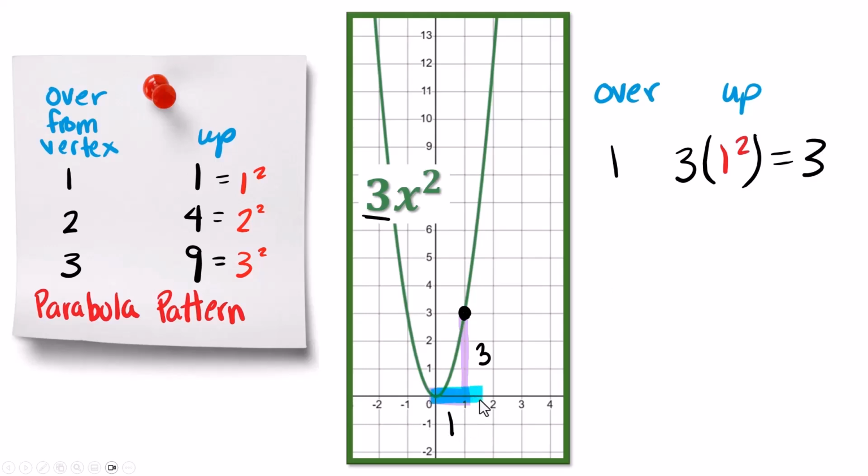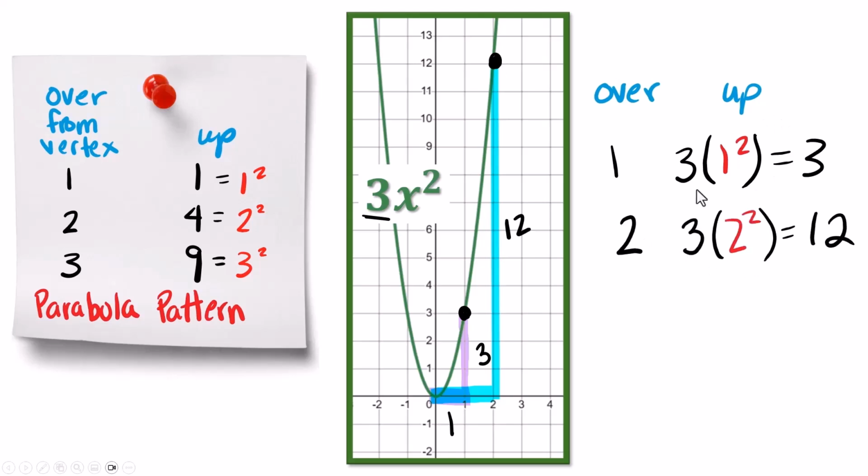Let's see if this still works. 2, I have to go all the way up to the 12. So if I go over 2, 3 times 2 squared, that's 3 times 4, that is 12. It works. So that's how we're going to move when we're given a blank graph and an equation.